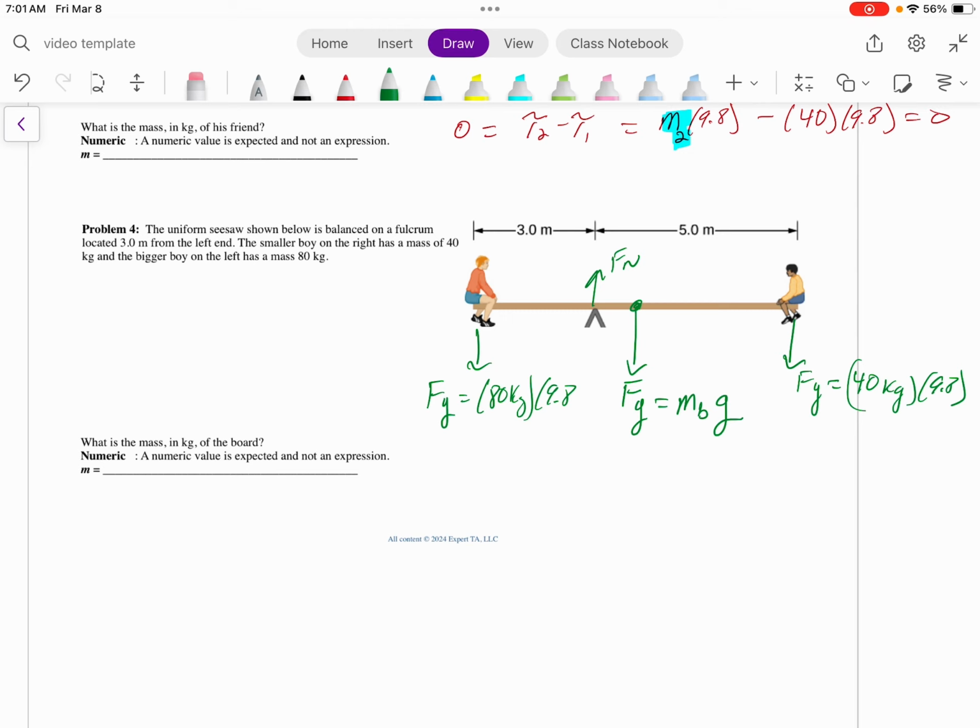We know this distance right here. So I'm going to have to pick one of those that I don't know as the location of my axis of rotation. So the normal force I don't know. They're not asking about it, but they are asking about the mass of the beam. So if I pick that location as an axis of rotation, I eliminate it from my torque equation. That won't help me at this point in time.